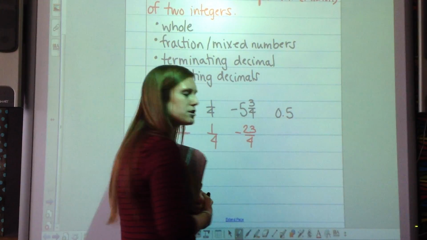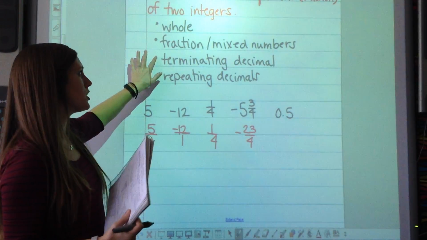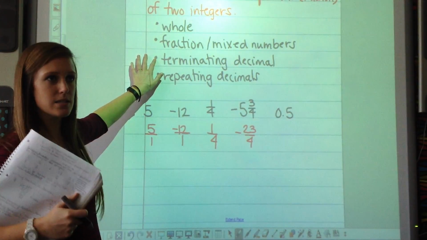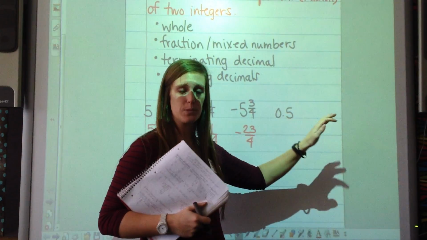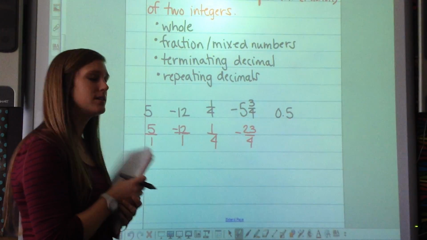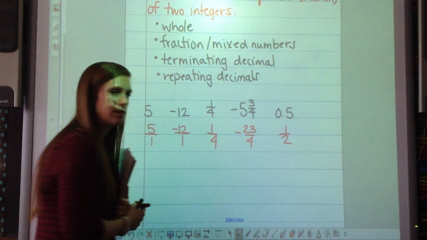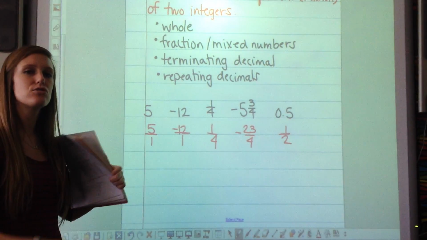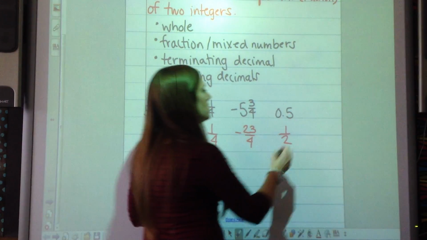Decimals are rational numbers because they can be turned into a fraction. Now this is a terminating decimal. Terminating decimal means a decimal that stops. This 5, there are no other digits behind it, so if it stops, it's terminating. We can also turn it into a fraction. 0.5 is 1/2. I'll show you how to convert that later on in this lesson.